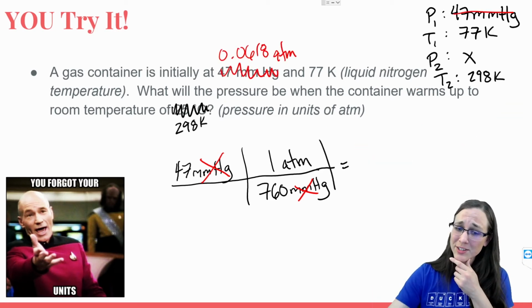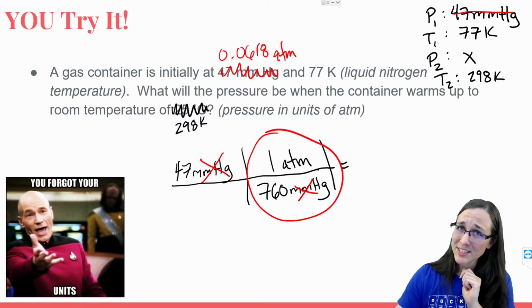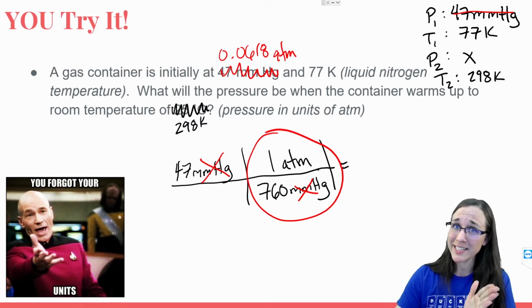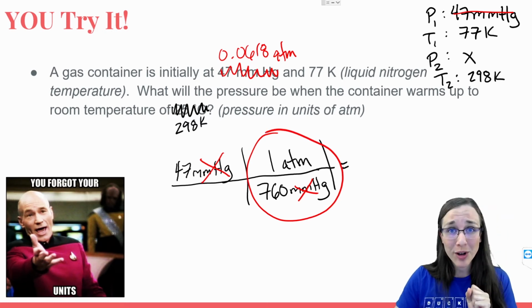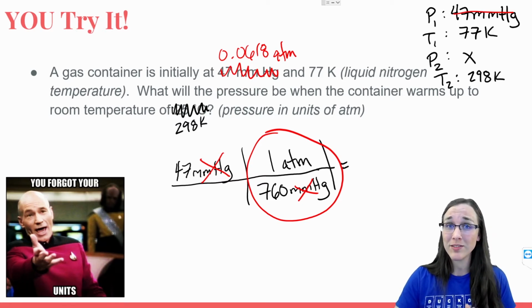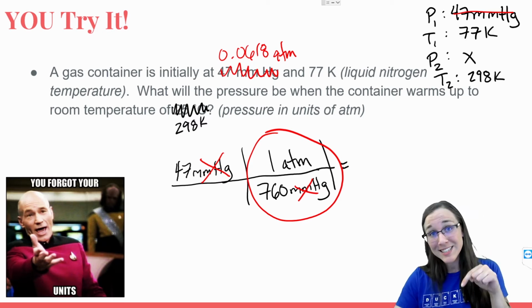Now you might be asking yourself, where on earth did I get this 760 millimeters of mercury to 1 atm conversion factor? If you don't recall where that pressure conversion factor comes from, please check out my previous video on gas terms and units, linked in the description below.